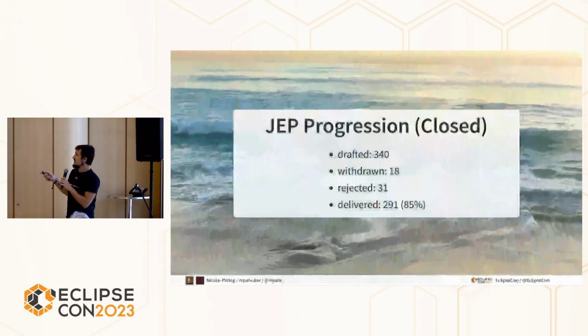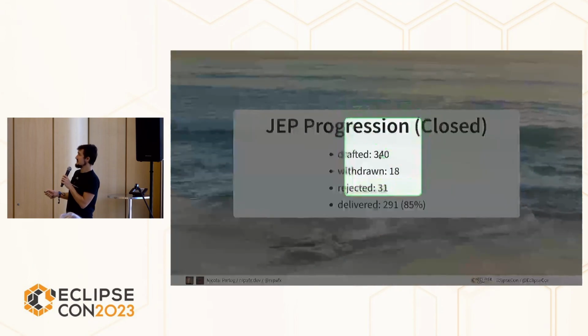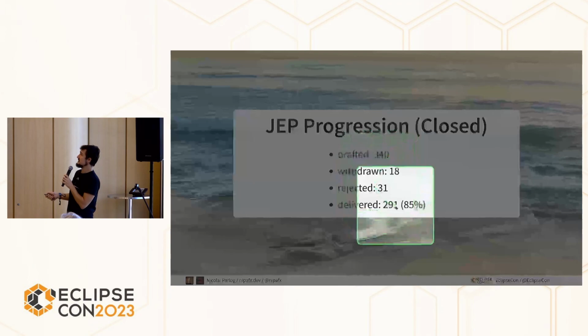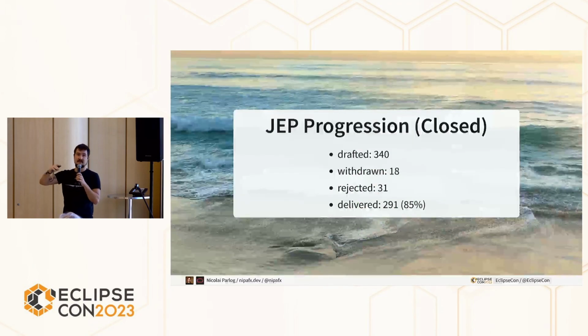If you rewrite those numbers a little bit, we can see that of every feature that was ever closed, that was 340, all of them were drafted, a couple were withdrawn or rejected, and 229 were delivered. There are still current JEPs in flight, and they would distort the statistics. So to compute how many actually make it, I decided to only look at the ones that are closed. At the moment, about 85% of the JEPs that are closed were closed successfully by being delivered.